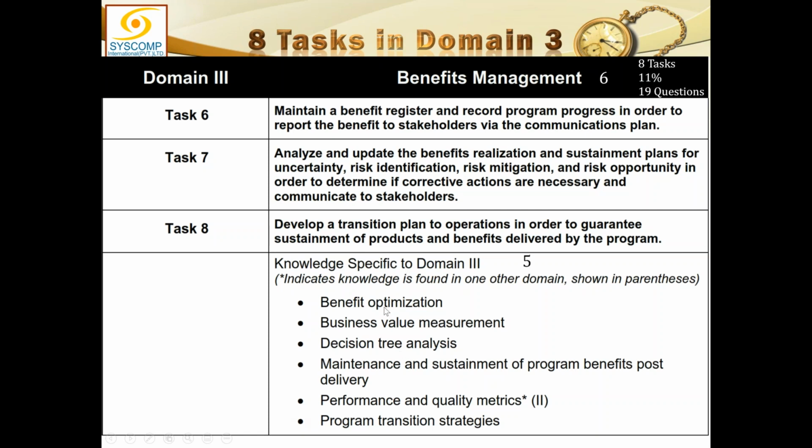So, can I ask you one thing? I know there's a benefit realization plan, and then there's a benefits management plan. Right. What is the key differentiator between the two?